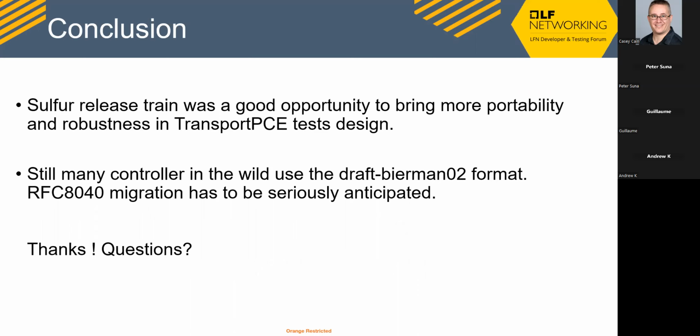We have observed that there are still many controllers in the wild that use the old draft-bierman-02 format. So if you have such a migration to deal with, there is a lot to bet that they will migrate sooner or later to the new RFC standard, which is an official standard and not a draft. You have to take this work seriously because it's not as trivial as it looks. It's not about the URL, indeed, it's more about the payload and the implementation that you use on all the namespace stuff.